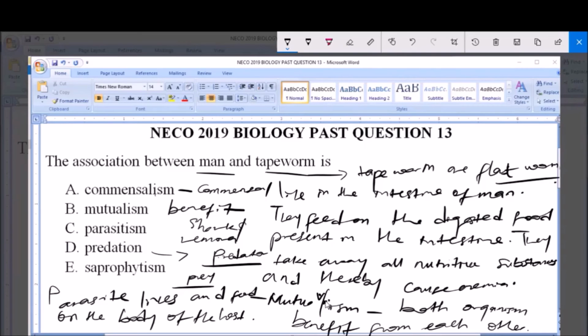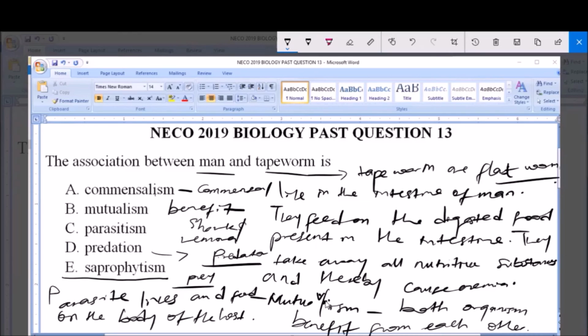Now option E says saprophytism. Now saprophytism is a type of relationship whereby the organisms feed on dead remains. They feed on dead remains, and vulture usually practices this saprophytism, this type of association.